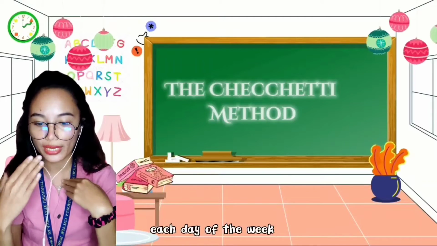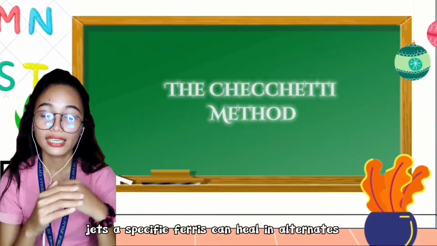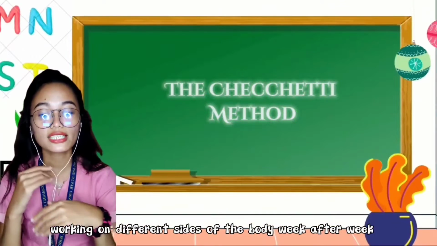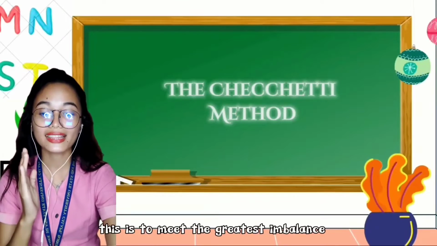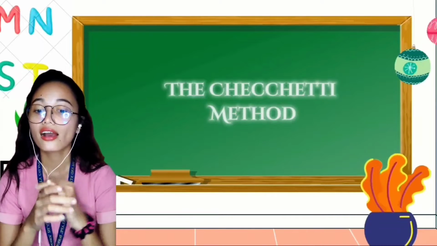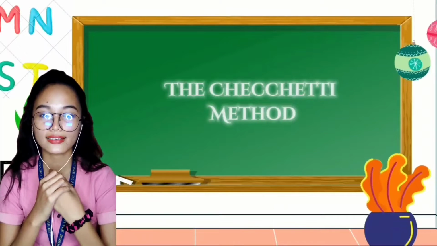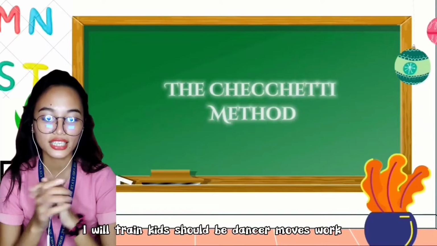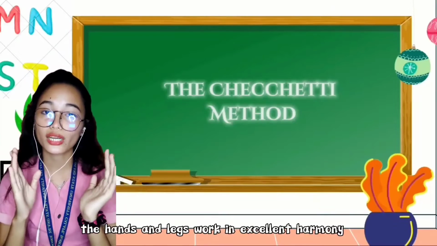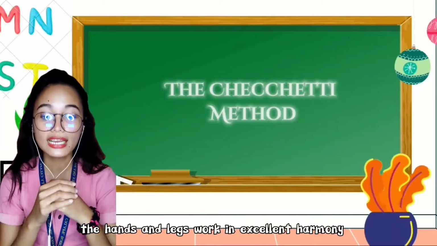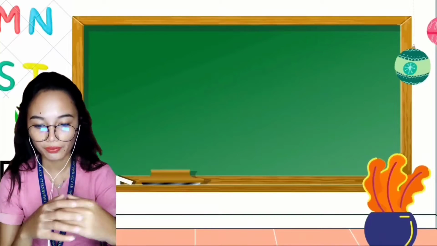Each day of the week gets a specific varied schedule. It alternates working on different sides of the body week after week. This is to meet the greatest balance, vigor, poise, and suppleness. A well-trained Cecchetti dancer moves like an instrument. The hands and legs work in excellent harmony. This method emphasizes quality over quantity.